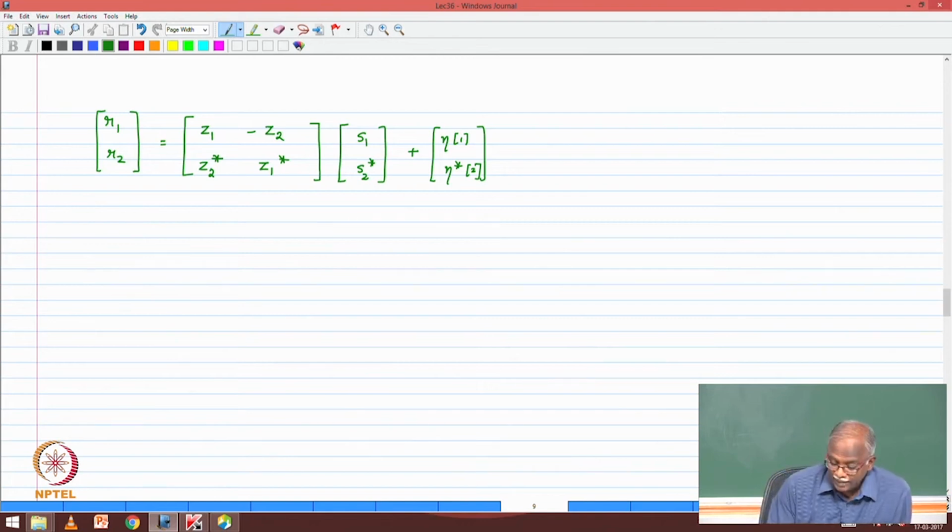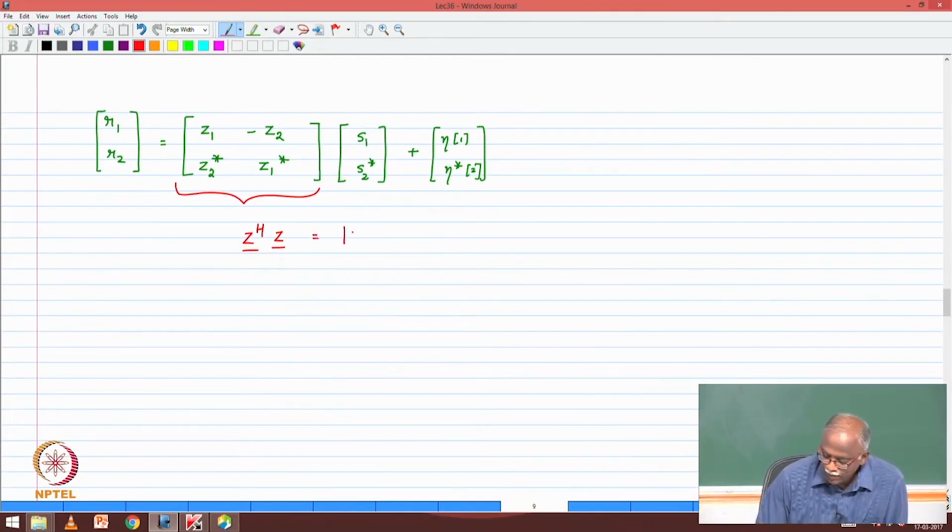Notice that what we have constructed also is a matrix that has that orthogonality property built into it, because if you do Z Hermitian times Z, what you will get is mod Z1 squared plus mod Z2 squared into the identity matrix 1 0 0 1.